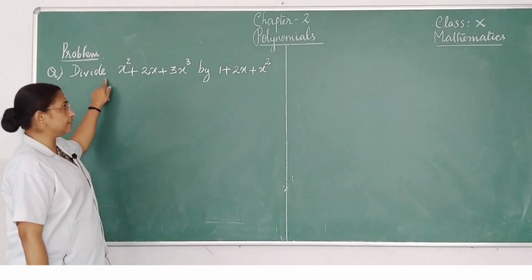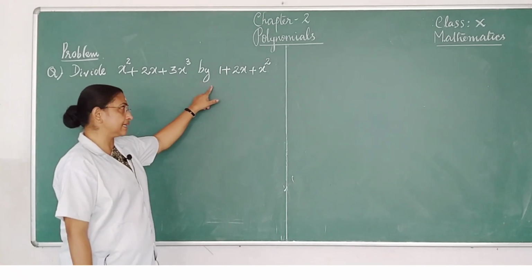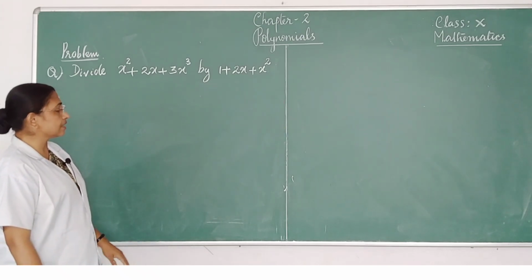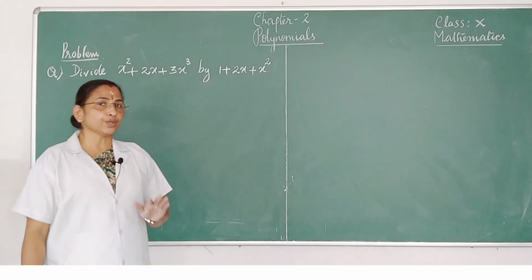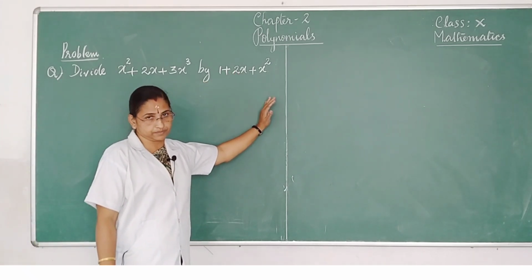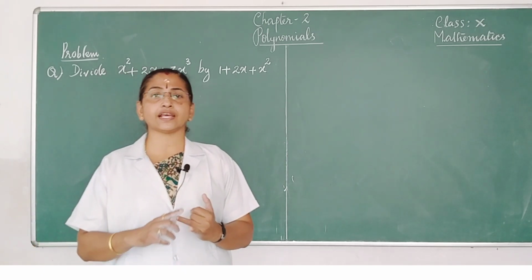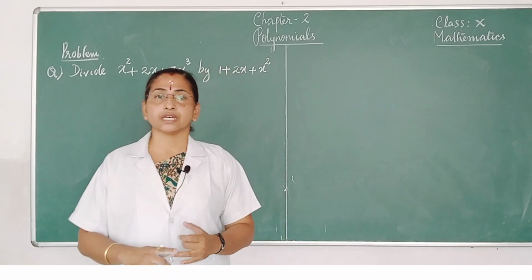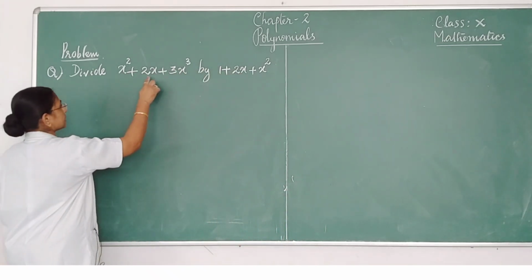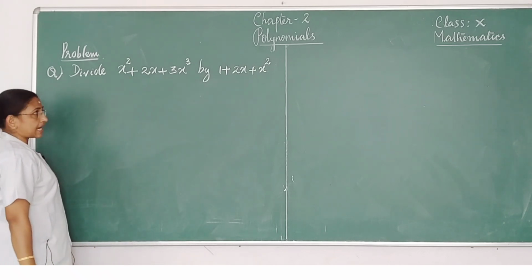First question, divide x square plus 2x plus 3x cube by 1 plus 2x plus x square. Before starting division, you need to check whether the given polynomials are in the standard form. What do you mean by the standard form? Writing the dividend as well as the divisor polynomials in decreasing order of degree. Here, the dividend polynomial is not in the standard form.